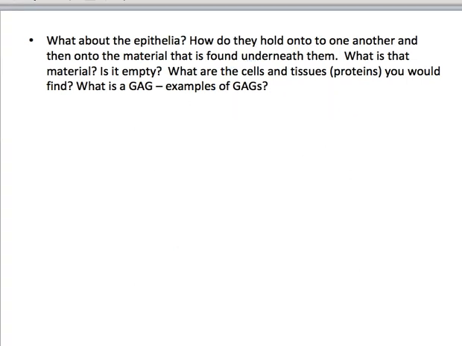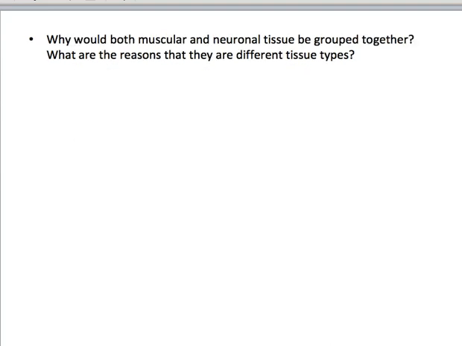Cool. Next question. Man, we might end up making many more than 3 slides here. Let's go to number 4. Okay. Why would both muscular and neuronal tissues be grouped together? Okay, what are the reasons that they are different types of tissues?